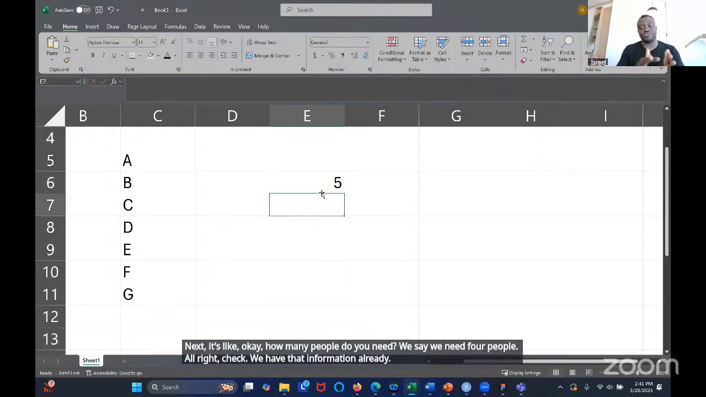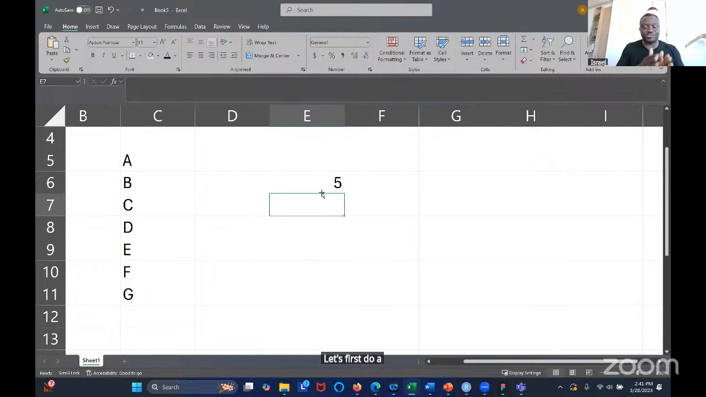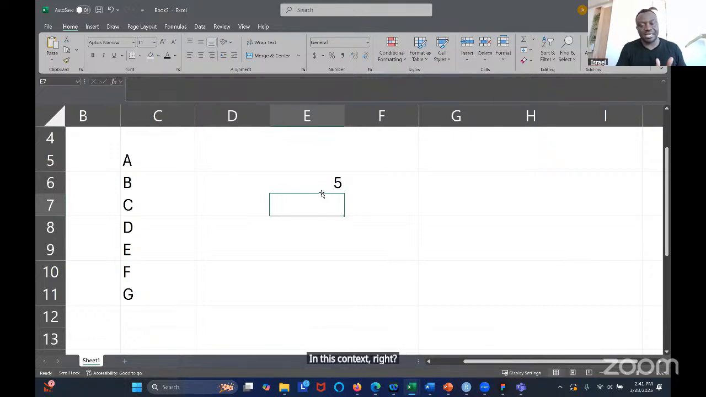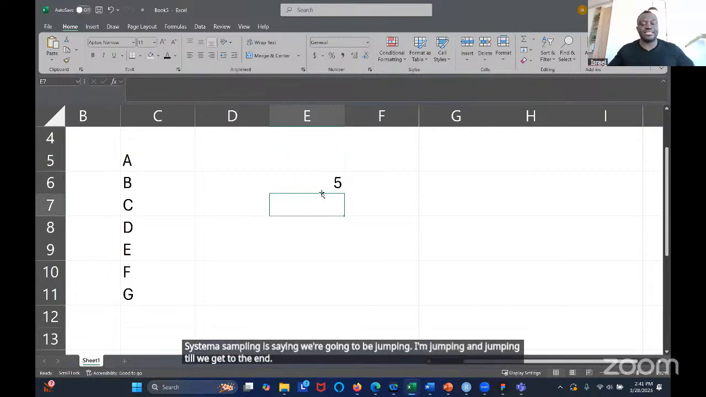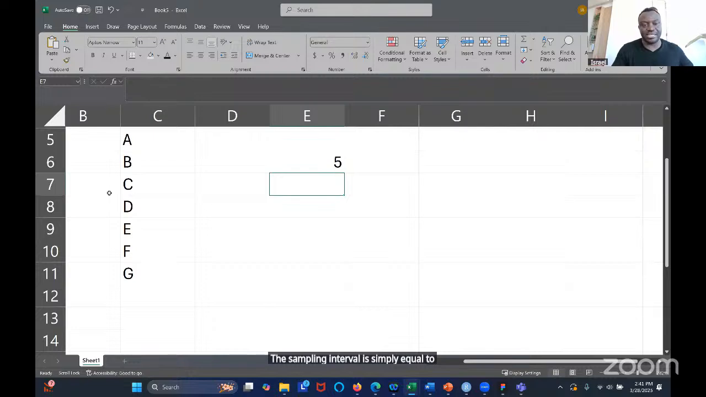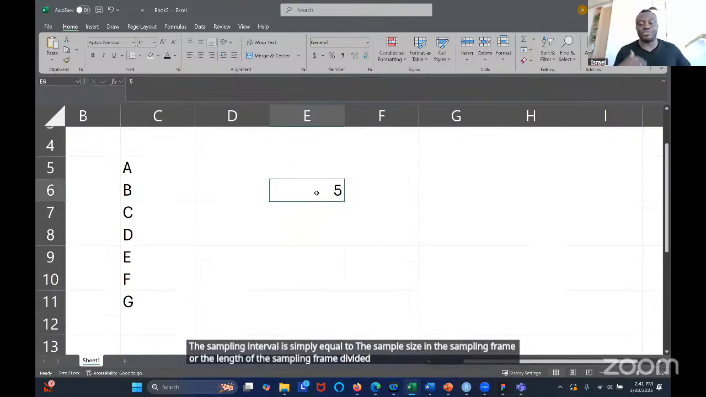Next, for us to do a systematic sampling, we need to remember that all systematic sampling is doing is jumping. It's jumping from point A to this and then jumping like that at intervals. So the question is, how wide should we jump in this context, right? That's what we call the sampling interval. The sampling interval is simply equal to the length of the sampling frame divided by the number of people we want to sample.